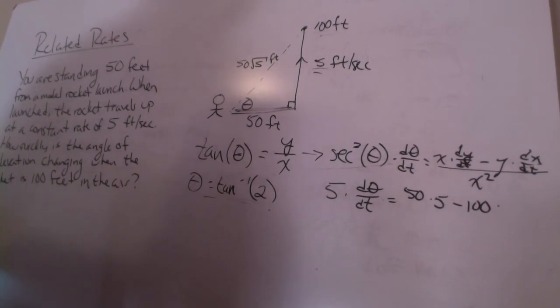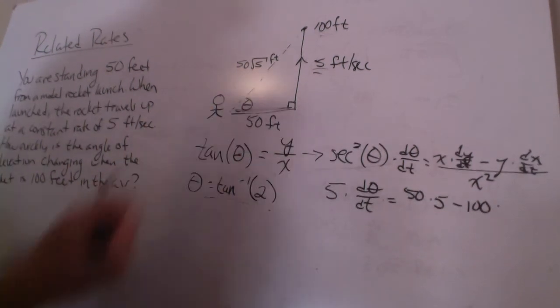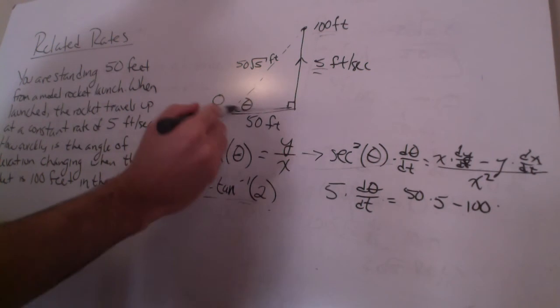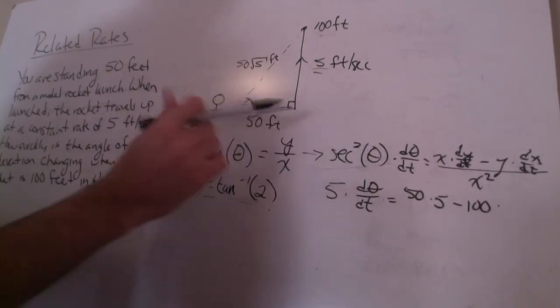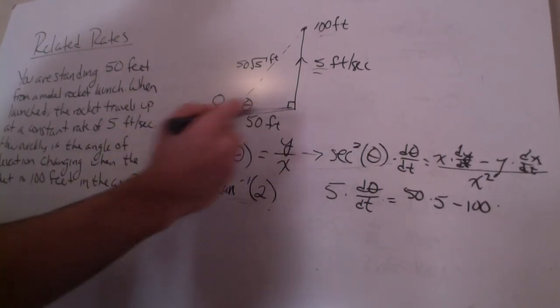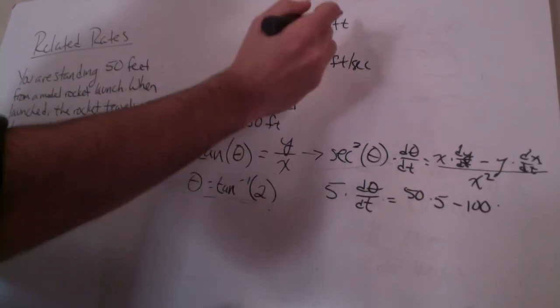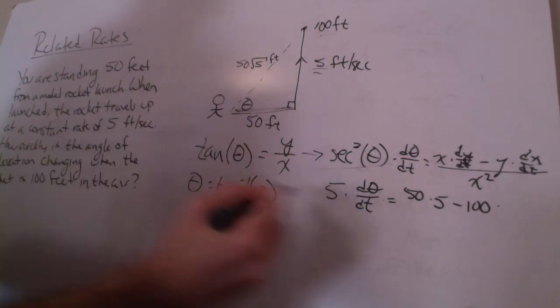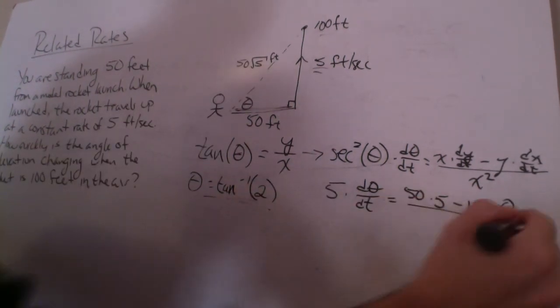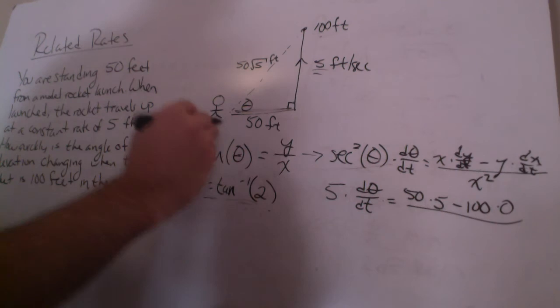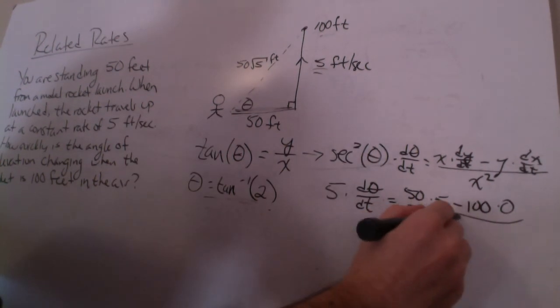dx dt, we remember, is 0 from the last portion, but again, if you didn't remember that, how quickly is x changing in this case? It's not changing at all. I'm not moving closer, the rocket's not moving at an angle, it's just moving straight up, so dx dt is still 0, and then I'll divide this all by x squared, which is 50 squared.